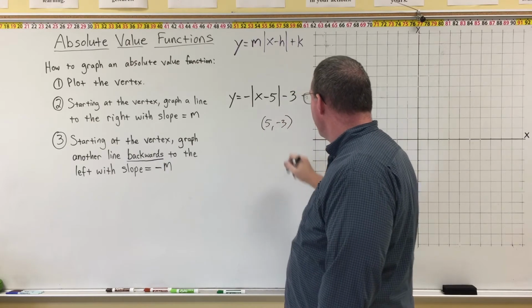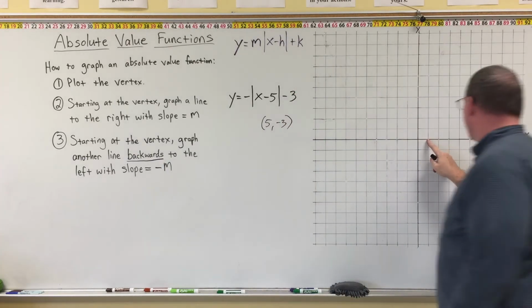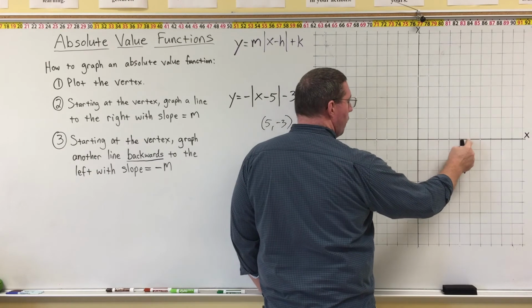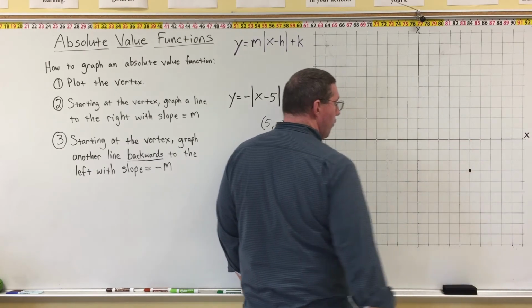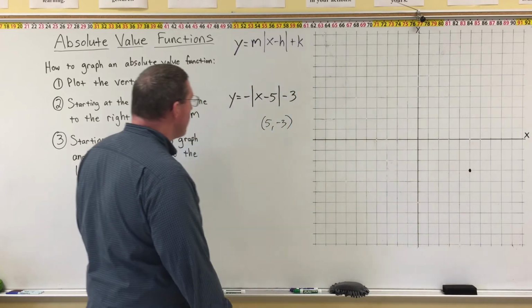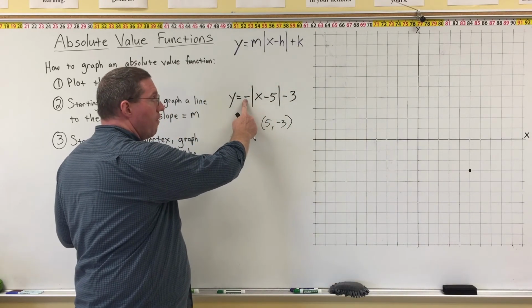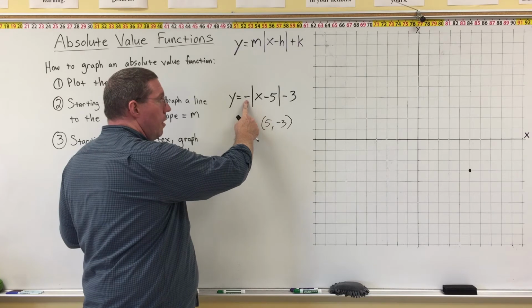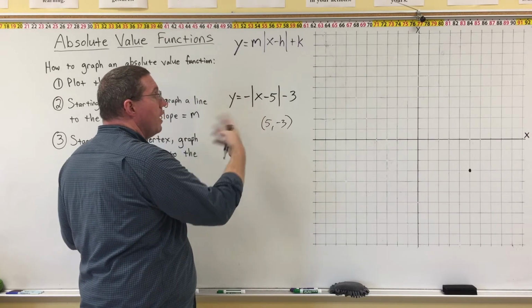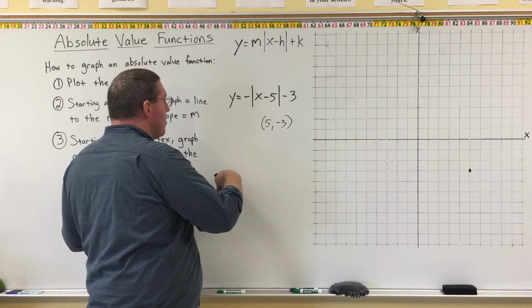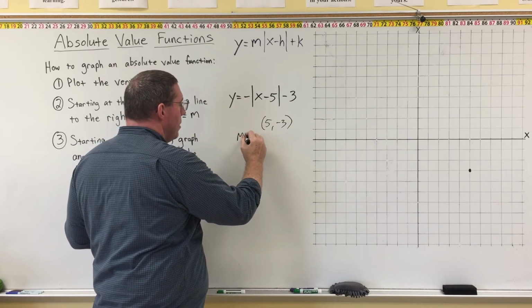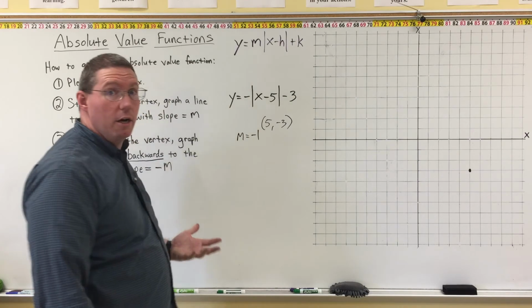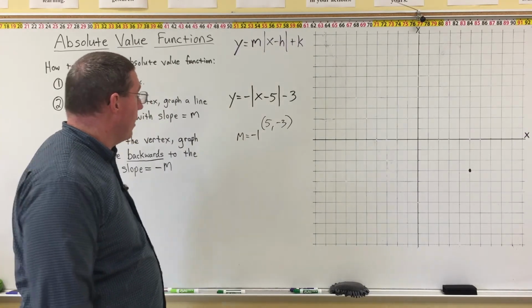5, negative 3. So I'm going to go over here to 1, 2, 3, 4, 5, then down 1, 2, 3. So that's right here, 5, negative 3. That's our vertex. Then it says, now note there's a negative in front of the absolute value. That means that this is going to be upside down, right? Now you might be saying, well, what is the m if there's just a negative there? Well, in this case, the m is equal to negative 1. So the m we're working with is negative 1.